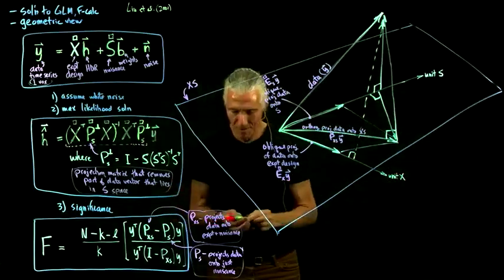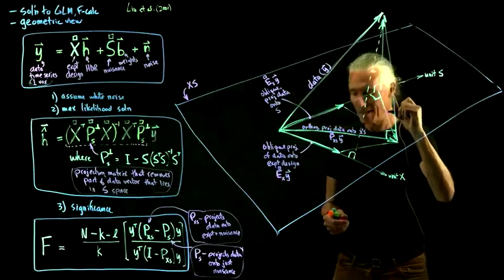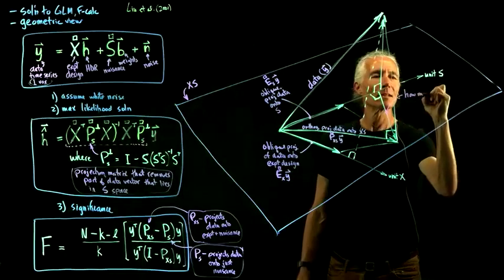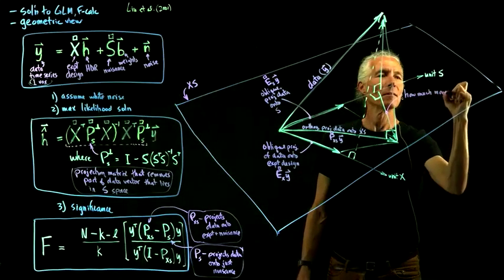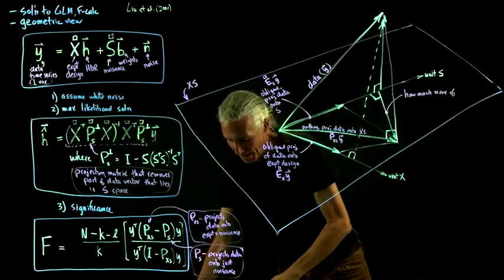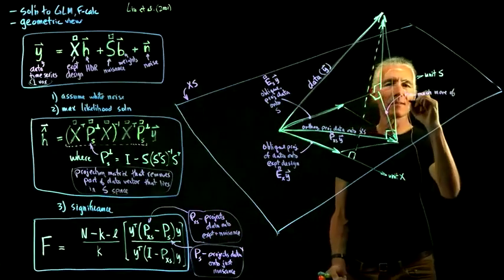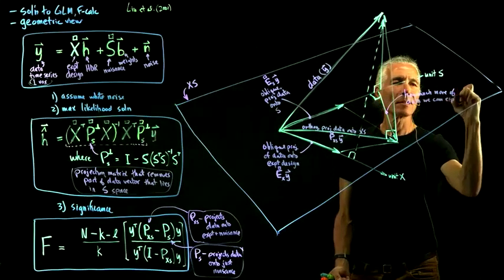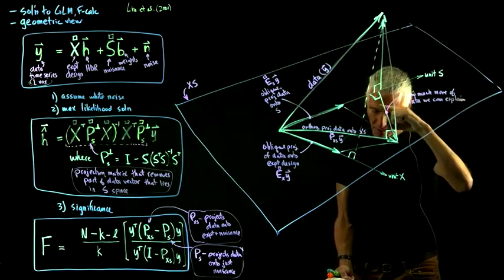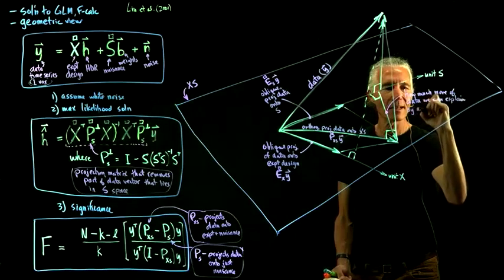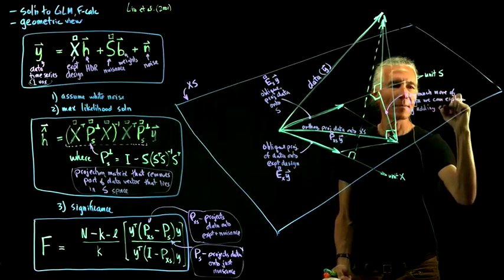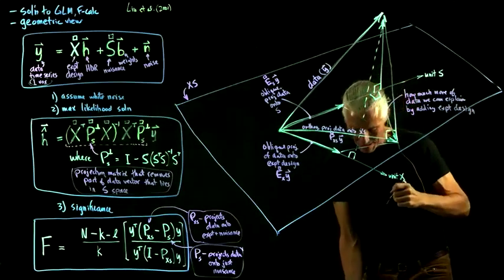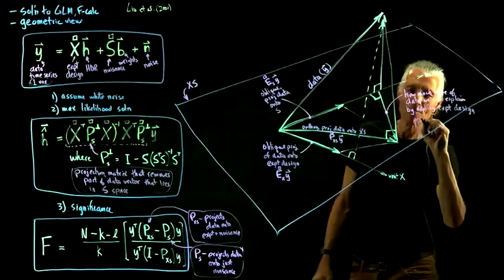Okay, so what is that most important one here? So how much more of the data we can explain by adding experimental design. And so this is our F numerator.